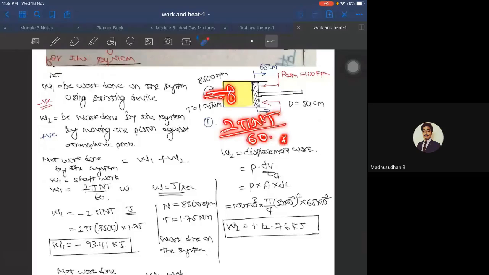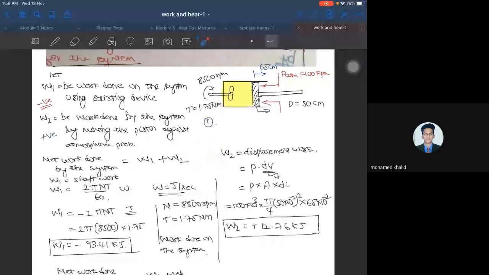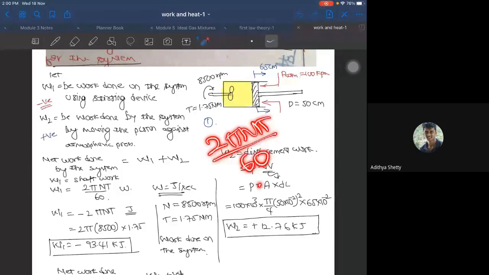Is the screen visible to you? Is the screen visible, by the way? Just for the confirmation. Yes, sir. Sir, your voice is breaking. No, sir, it's not visible. Visible, okay. Can you see 2 pi NT by 60, which I have written just now? Yes, sir.